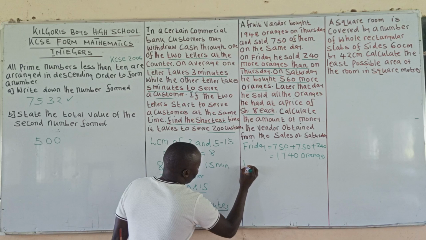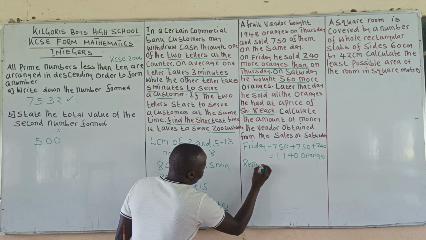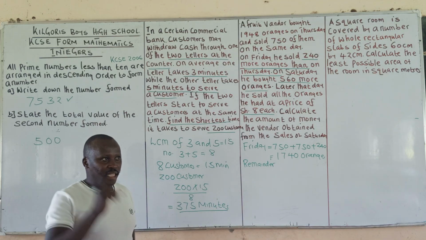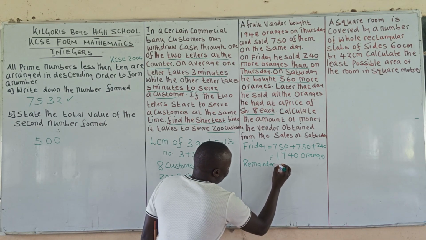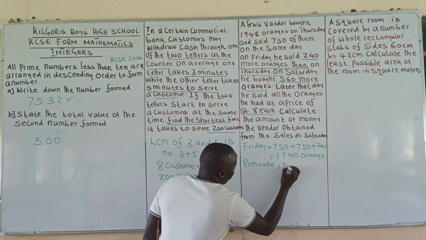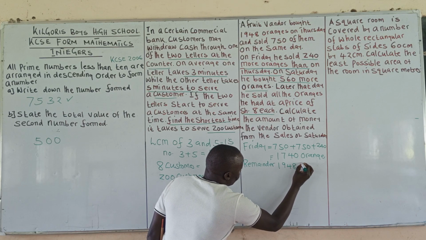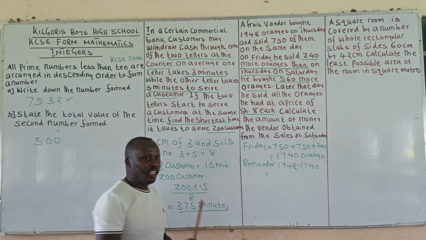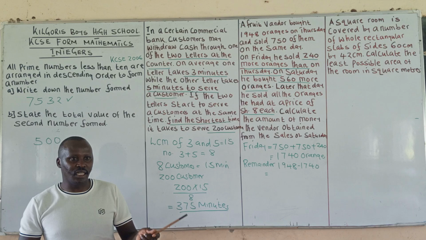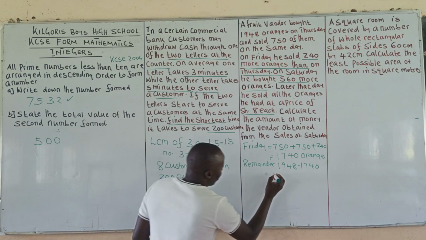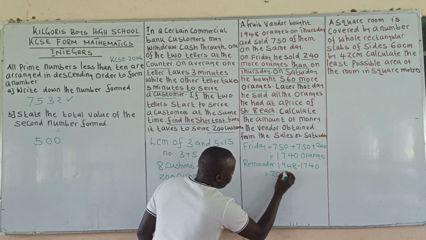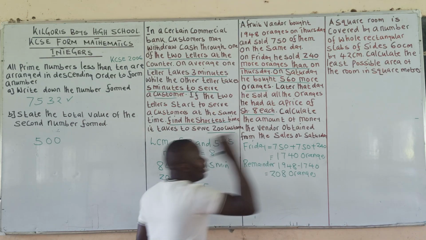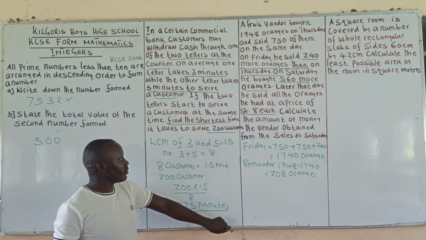Now get the remainder. So he had a total of 1,948 minus 1,740. So on Friday there is a remainder of 208 oranges. So this is 208 oranges. That is what remains on Friday.